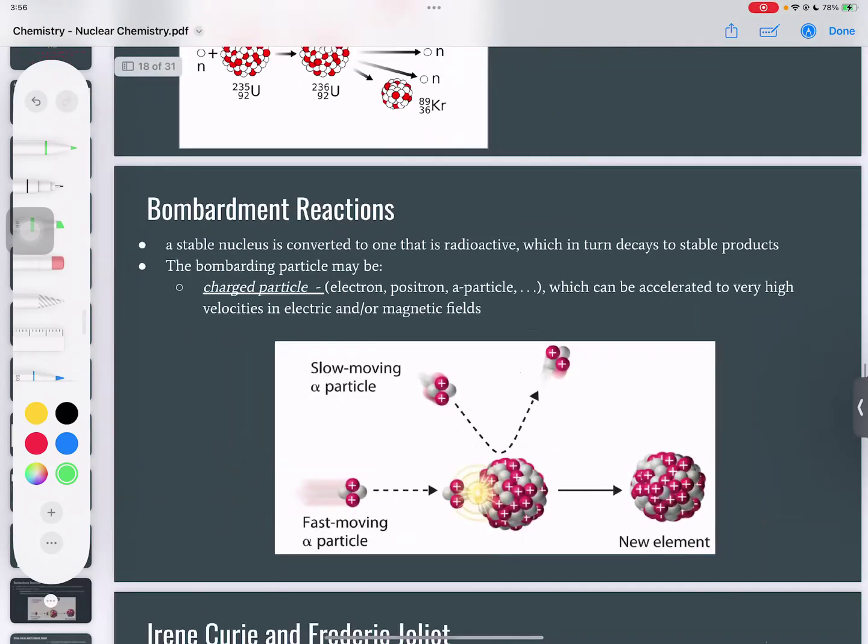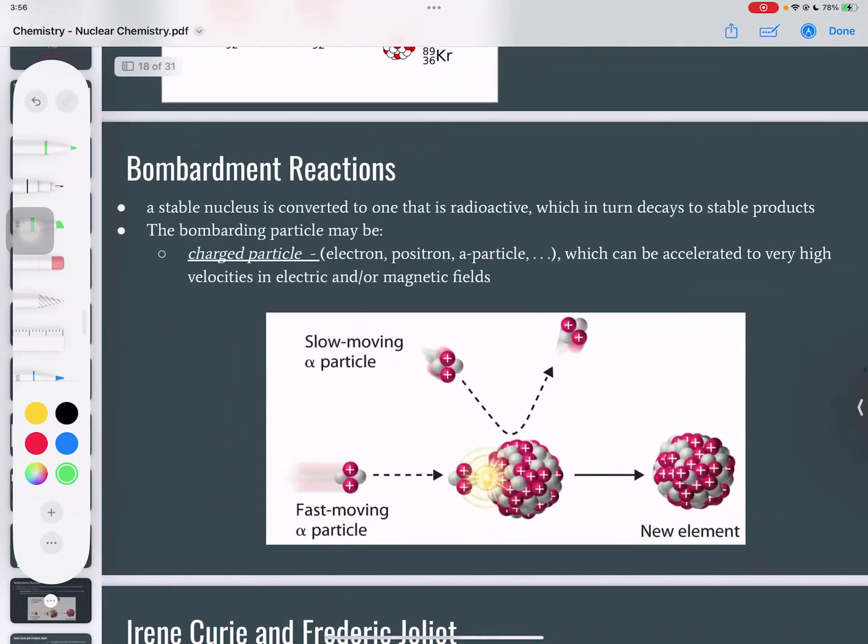Another particle used for bombardment is the charged particle. What are these charged particles? Charged particles could be an electron or a positron or an alpha particle. And they are accelerated to very high velocity, so they're very fast, using electric or magnetic fields. This way, the charged particle could get enough energy to bring about a nuclear reaction despite the repulsion we talked about in the components of the atom.